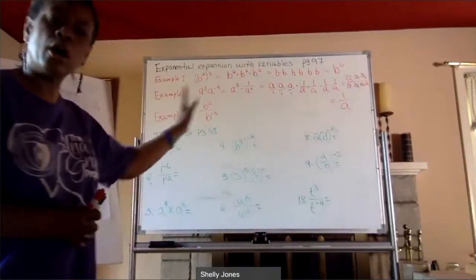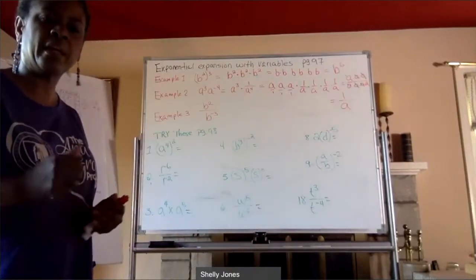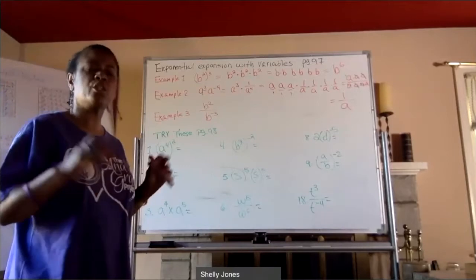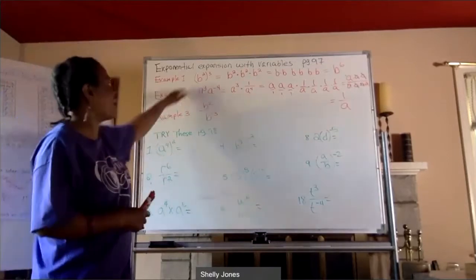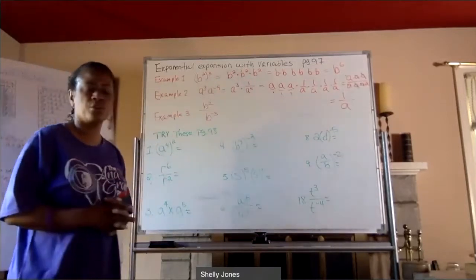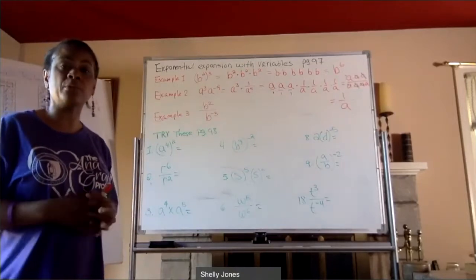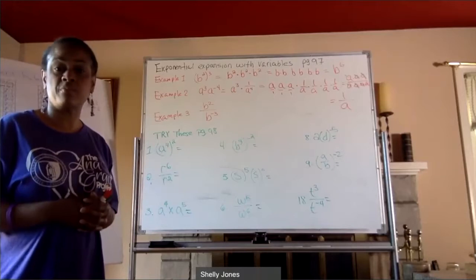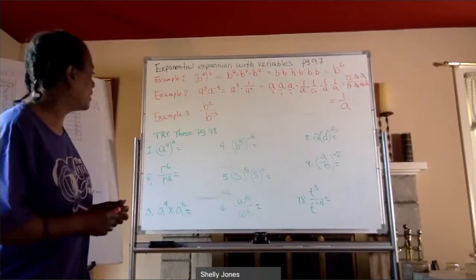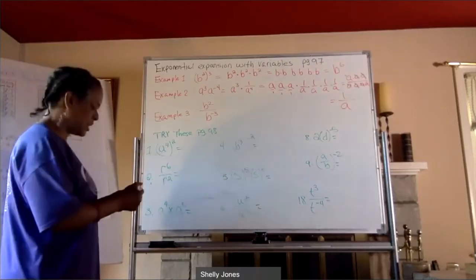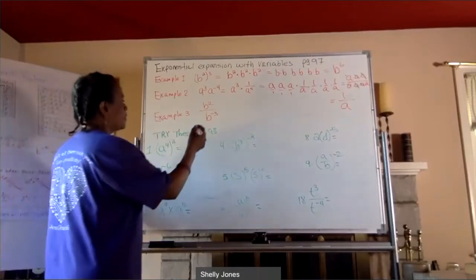Although that was long and drawn out, what I'm hoping that we can get from that is, what is the rule for when I have something like a to the third times a to the negative fourth? And because we have variables, it's easier to figure out a rule. Okay, so let's try this one. B to the second times b to the negative three.